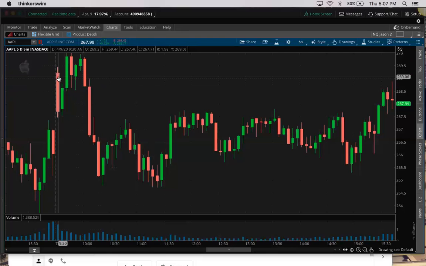So if you see at the top here, the open was 269.20, whatever. And then what happened within this time is, since it's a red candle, we know that it closed lower than when it opened. So it closed down here. But in the meantime, it went to this high, and then at some point it went to this low, and then it closed here.